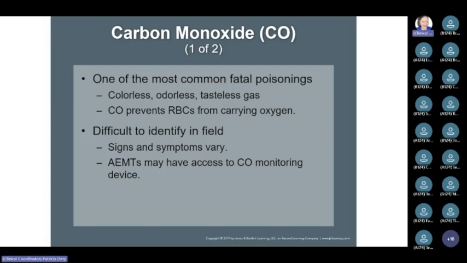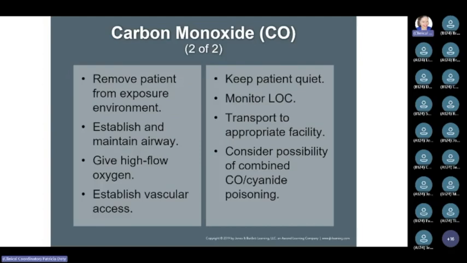Some of the things that you will see with CO are signs and symptoms like they're going to be very red. They're going to have headache, nausea, vomiting, things of that nature. And they're going to have 100% on their pulse ox, but they may be dyspneic. They may be agitated, things of that nature. So high flow O2 is our very first real thing that we're thinking of when we're talking about CO poisoning. But of course, the first thing we do is get them out.